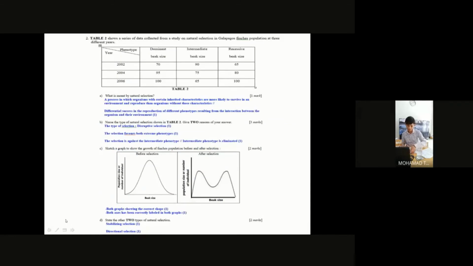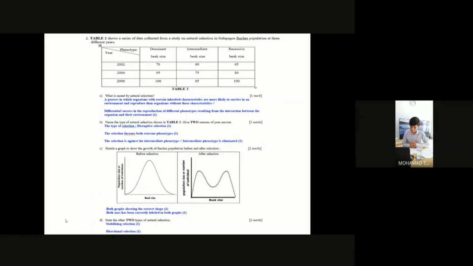Okay, so let's have a look at the next question, question 2. Table 2 shows a series of data collected from a study on natural selection in Galapagos finches population at 3 different years. Just by observing the numbers, you can tell quickly what is the original shape of the curve, and what is the shape of the curve after several years, after natural selection has taken place. So very, very clear.